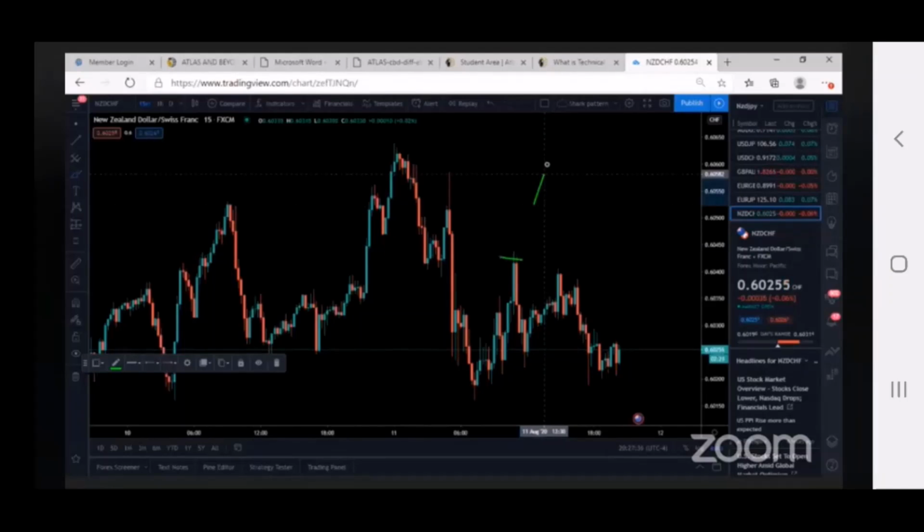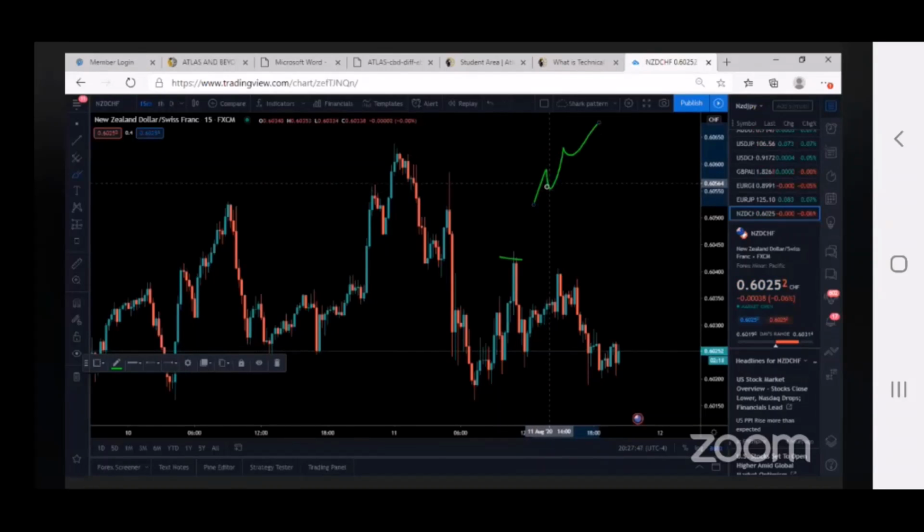So higher highs. This would be a low, a high, a higher high, I mean a higher low, I'm sorry. Then you have a higher high, then you have a higher low, and that's how you know that you're in an uptrend. And it's the opposite for a downtrend.